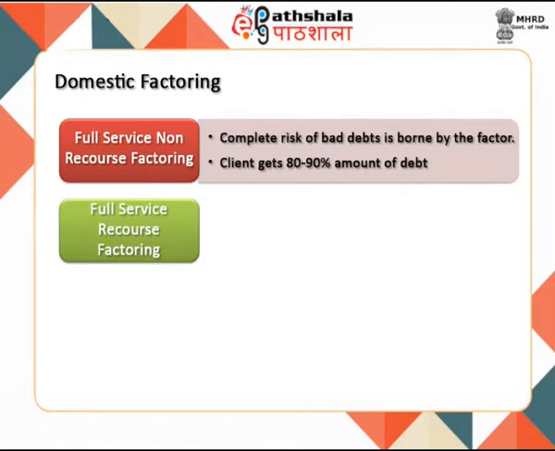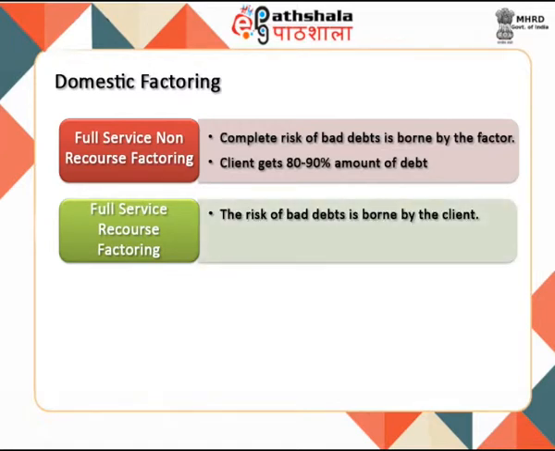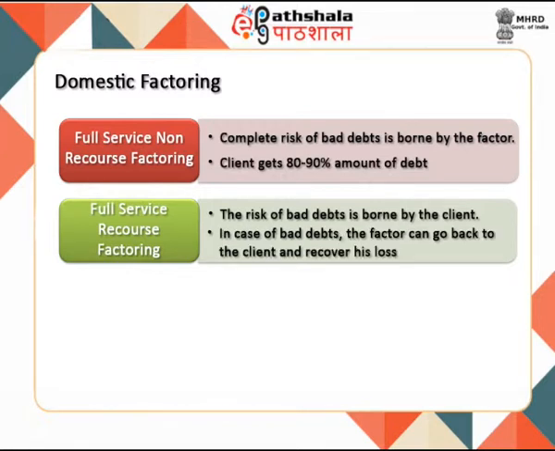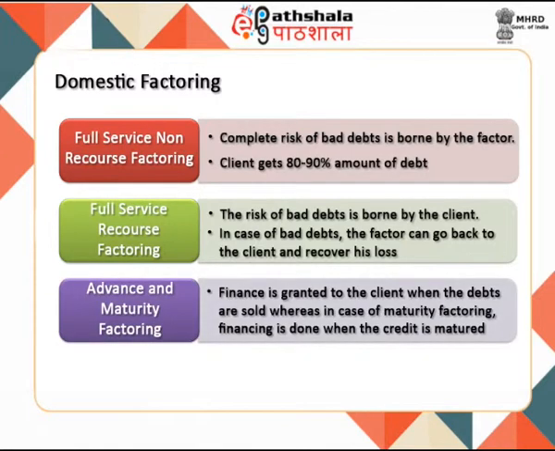In case of full service recourse, the factor provides only debt financing and no protection against any risk. That is, the risk of bad debts is borne by the client. In case of bad debts, the factor can go back to the client and recover his loss. In case of advance factoring, the finance is granted to the client when the debts are sold, whereas in case of maturity factoring, financing is done when the credit is matured. It means the factor only performs the function of collection in case of maturity factoring.